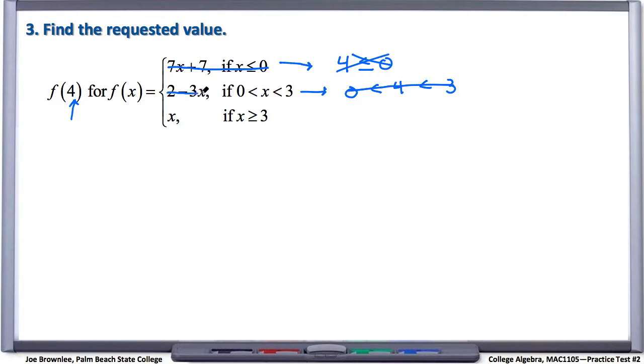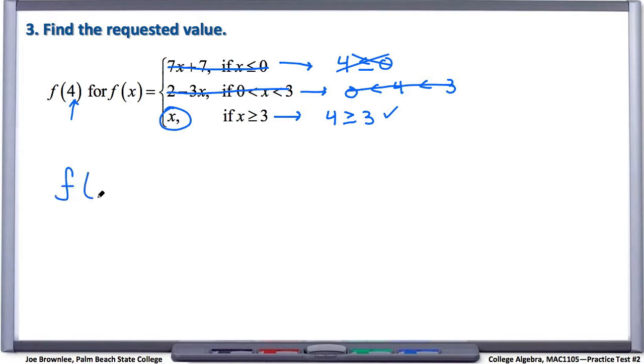And so we are not going to use this second piece of the piecewise function, which leaves this third piece, and hopefully this will be true when we plug in our x value. So let's see. 4 is greater than or equal to 3. Is that true? Sure is. 4 is bigger than 3. And so we know we're going to be using this piece of the piecewise function to evaluate.